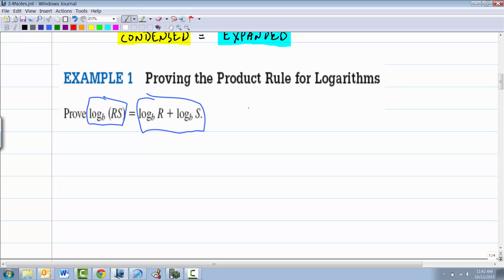First thing you do is let x equal log base b of r. Just do it. So let that equal some variable. And then the other logarithm, let that equal some other variable, perhaps like y.